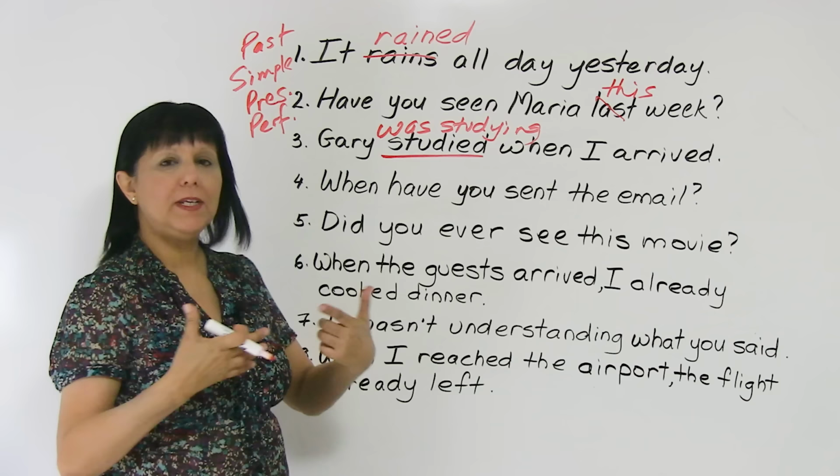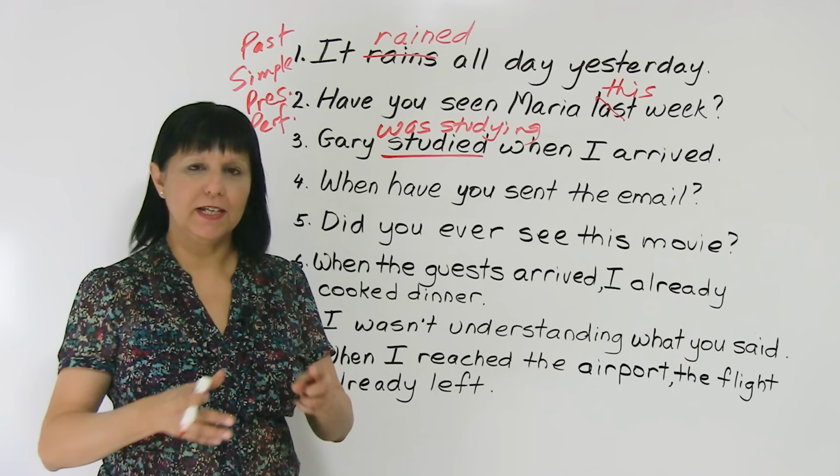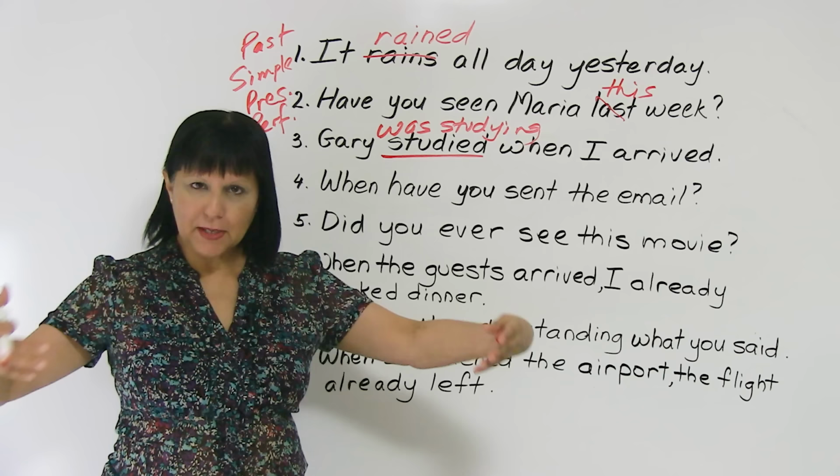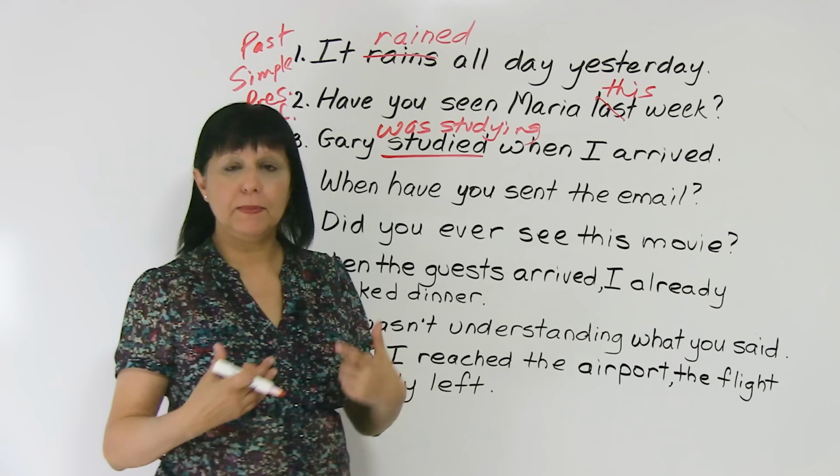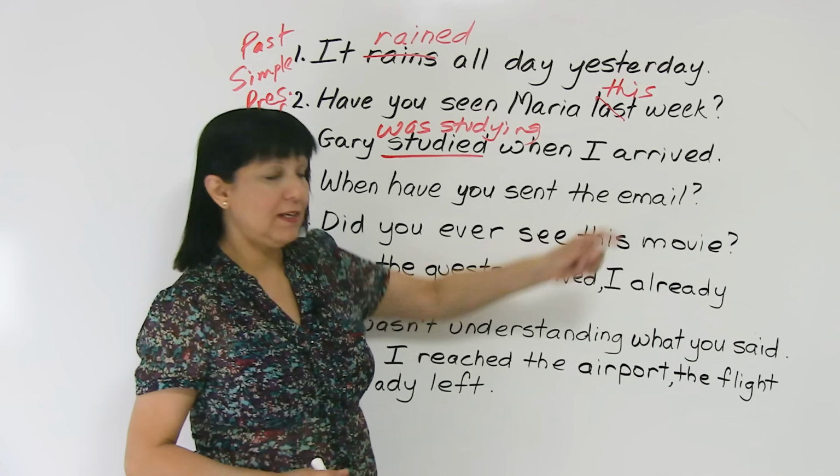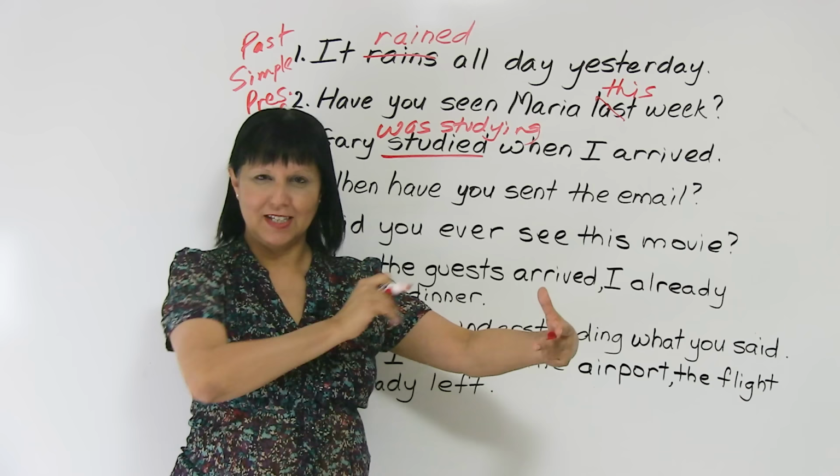Because the action of studying takes some time, right? It doesn't happen in one second. So, he was studying and studying and studying, and then in the middle of this studying, I arrived. Arrived doesn't take time. So arrived can be in the past simple tense. That's fine. I arrived. It's finished. It's over. But Gary was studying and studying and studying. And I came in the middle of that.